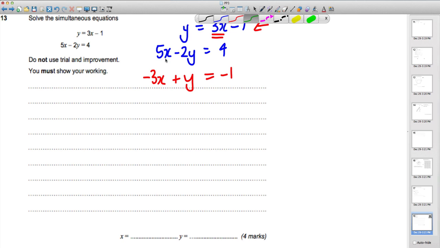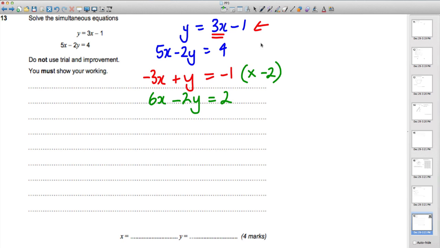And then you might want to make the x or y numbers the same. If you multiplied this whole equation by negative 2, you would get negative 3x times negative 2 is 6x. Subtract 2y is equal to 2. That would be your equation 1. That would be your equation 2. And now you could subtract them from each other. So you might do 2 subtract 1.